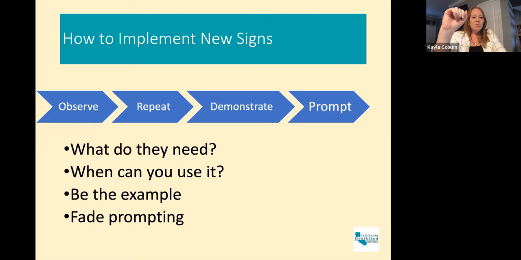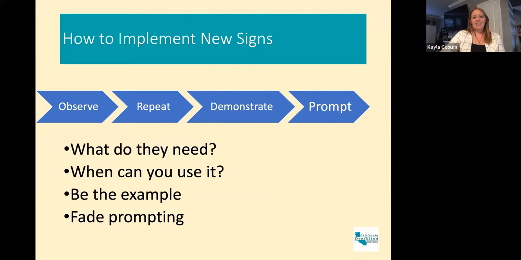I tried to make a little visual of what we should be looking at when we are trying to figure out what signs we should be teaching our children or students. First, observe them. It is so important to really see what they need, what they want, what their preferences are. Next is just repeat, repeat, repeat, repeat. Because if you want a student, especially a student who is deaf-blind, to understand an entirely new concept, you need to be extremely repetitive with them.